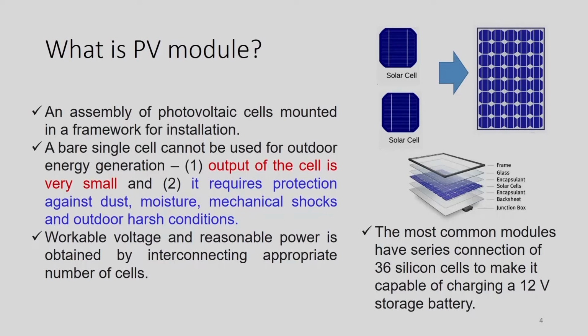A PV module is an assembly of photovoltaic cells mounted in a framework for installation. As you can see, this is a single solar cell. This single solar cell, or bare single cell, cannot be used for outdoor applications because its output is very small. It will give about 0.6 volt.